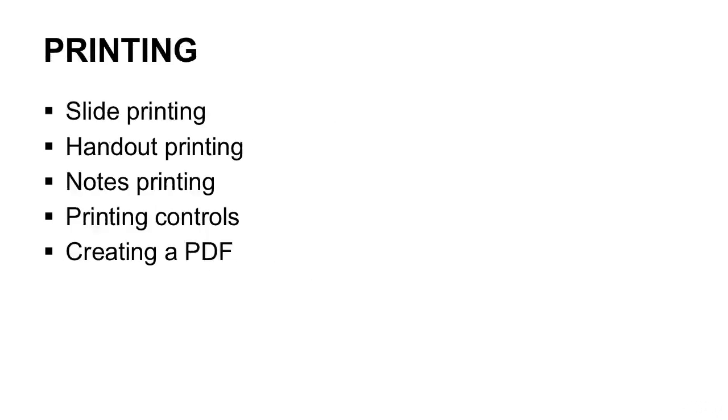The final thing we explore really is printing. Now we look at printing slides, printing handouts, printing notes, and all the controls that you have over that printing, such as color and slide numbers and how many slides on a page. All that is controllable, and we'll explore that in some detail.